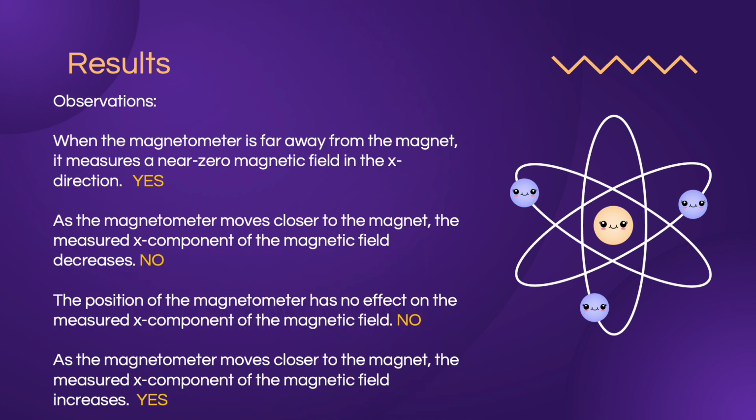Some of the observations during this experiment. One was when the magnetometer is far away from the magnet, it measures a near zero magnetic field in the x direction, and this was yes. As the magnetometer moves closer to the magnet, the measured x component of the magnetic field decreases, and the answer was no. The position of the magnetometer has no effect on the measured x component of the magnetic field. This was also no. And as the magnetometer moves closer to the magnet, the measured x component of the magnetic field increases. Yes.